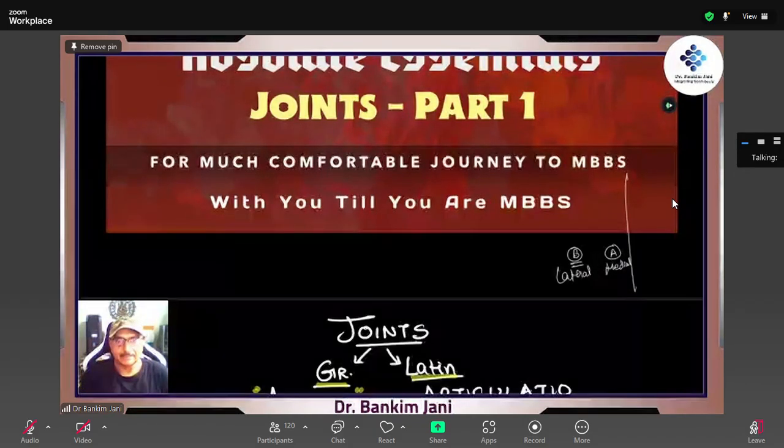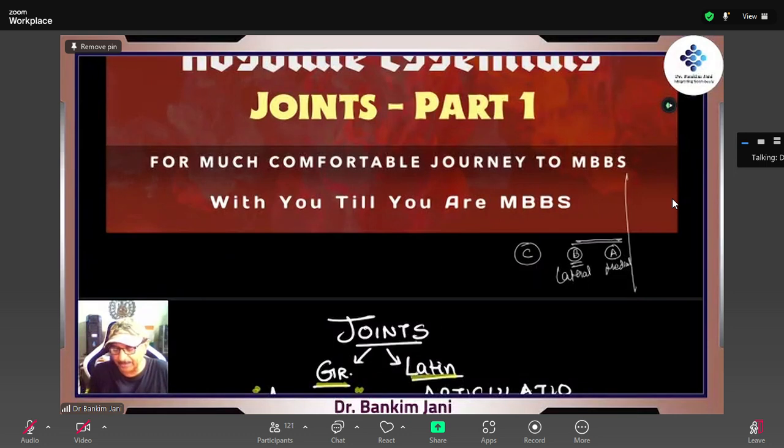Can B become medial? If there is another structure more lateral to it, then when you are comparing these two, B is lateral. But when you are comparing these two, this one would become lateral and B will become medial. Right? It is always a relative term.